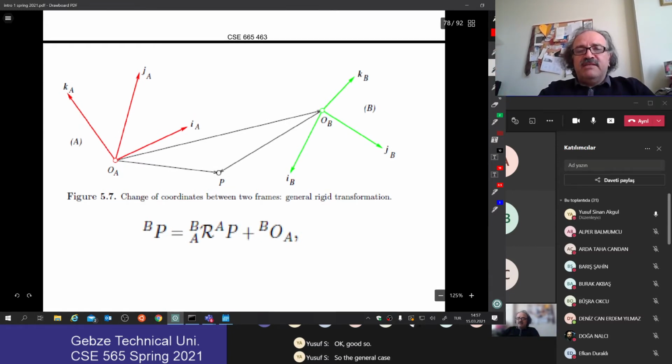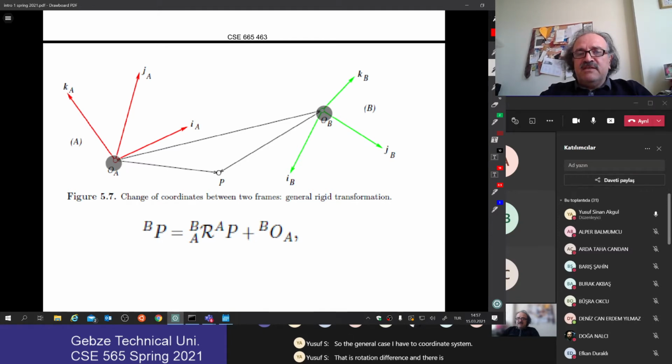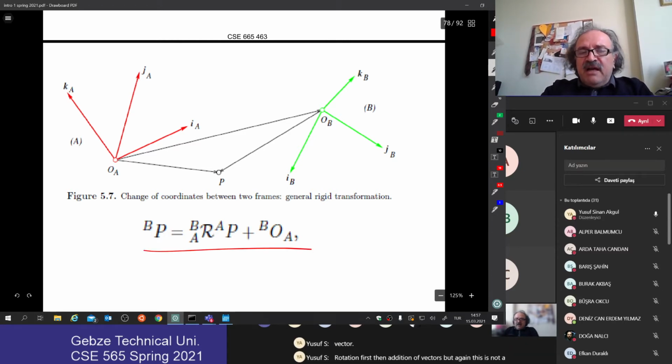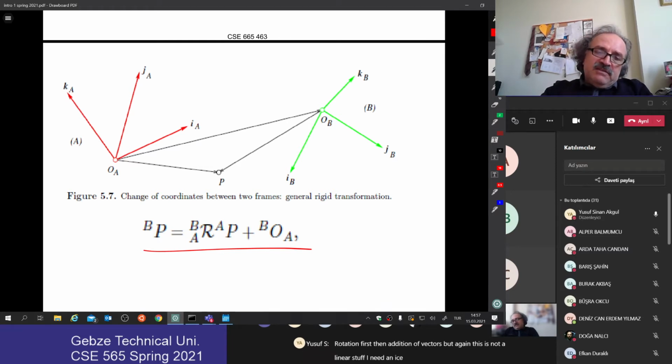I have two coordinate systems. There is rotation difference and there is translation difference. So what do I do? I take this point P, I rotate it, and I add this vector. Rotation first, then addition of the vector. But again, this is not a linear operation. I need a nice linear operation to transform this point from one world to another world.